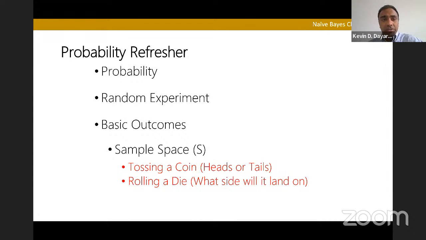So I'm first going to talk about a probability refresher. Probability is a concept that enables us to quantify how likely certain events are to occur, such as in a random experiment where you have different potential outcomes, for example, tossing a coin, heads or tails, or rolling a die, what side will it land on, 1 through 6. There are a variety of outcomes that you can end up with. And the idea of probability is to quantify how likely some of these outcomes or all of these outcomes are to occur.